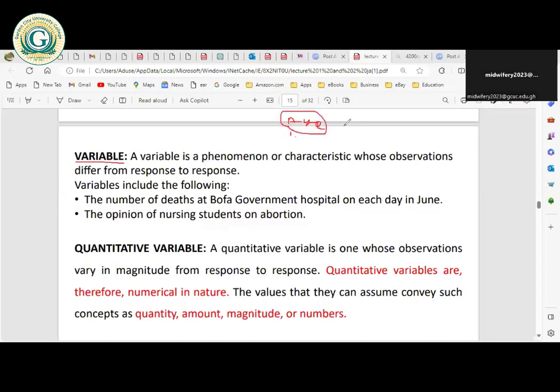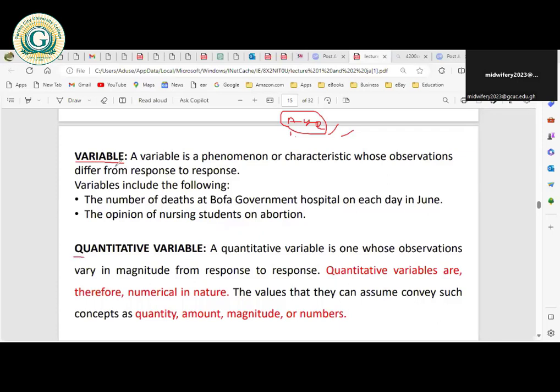So I can get other variables from this class, like your marital status, your religion, your boyfriend status, height, weight, BMI, pulse rate, your age, hemoglobin level. So I can get a lot of them. Your index number, your phone number, I can get a lot of these things. Okay, so these are what we refer to as variables. It differs, it varies from one person to the other. I hope that's clear.